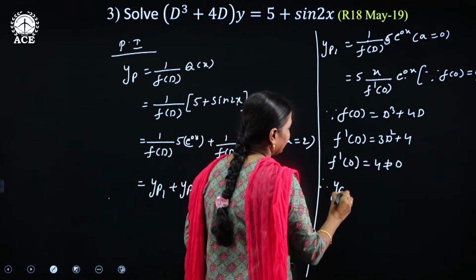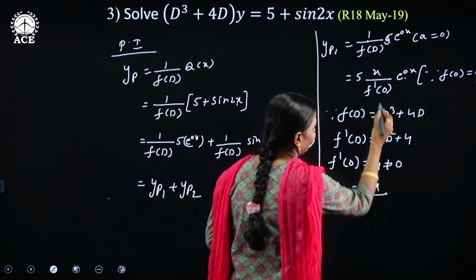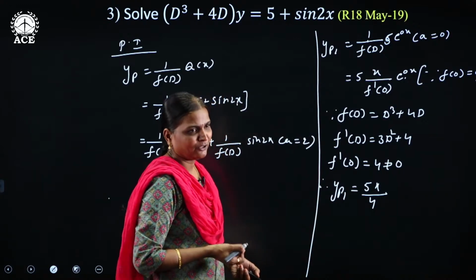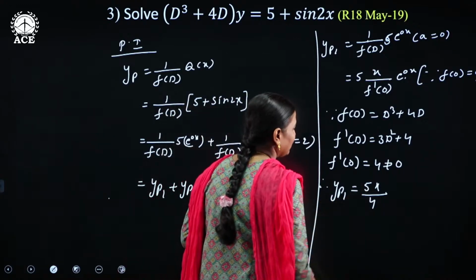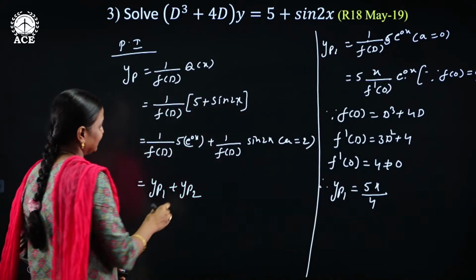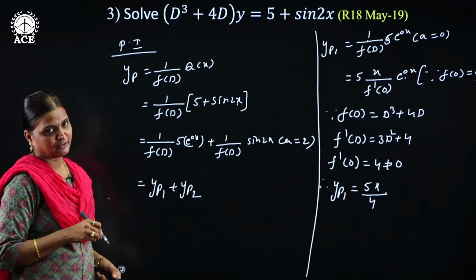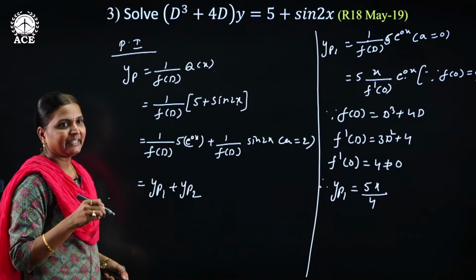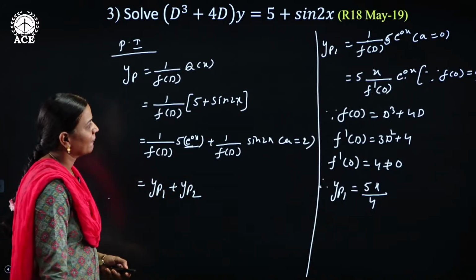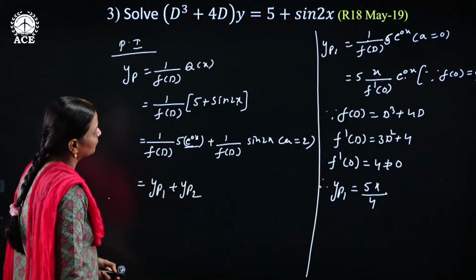Therefore, what is the particular integral? yp1 is equal to 5x by, what is the f dash of 0? 4. e power 0x is 1 only. No need to write that condition here. What is the yp1? 5 by 4 into x. You can also consider, in place of e power 0x, cos 0x also. That is our choice. But instead of cos, better to consider exponential. This is my opinion. Next, consider yp2. What is yp2?